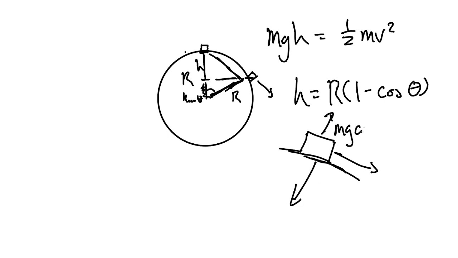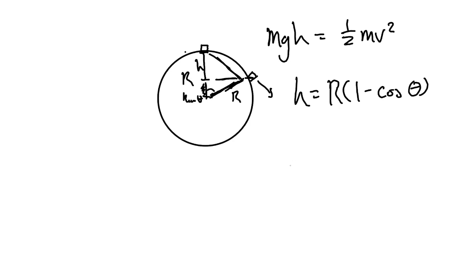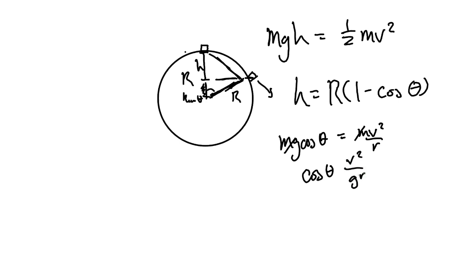So this is going to be mg cosine theta, right? And this is going to be equal to mv squared over r, right? Because our centripetal acceleration is v squared over r, so our centripetal force is going to be F equals ma, which is mv squared over r. So now we know that at the point that it falls off, or at the point that it loses contact, mg cosine of theta is going to have to equal mv squared over r, right? That means that our cosine of theta is going to be equal to v squared over gr.